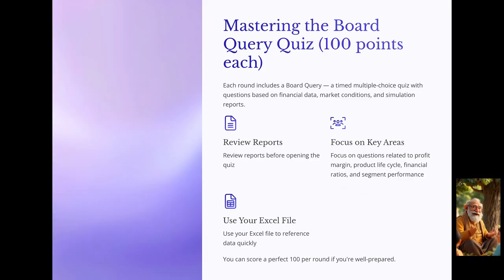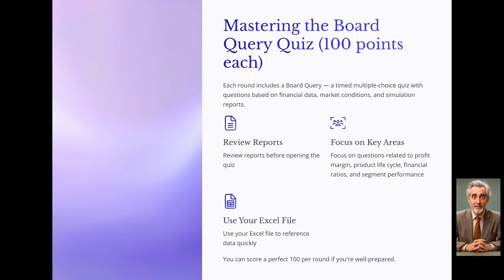Step 9. Mastering the board query quiz. 100 points each. Each round includes a board query, a timed multiple-choice quiz with questions based on financial data, market conditions, and simulation reports. To prepare, review reports before opening the quiz. Focus on questions related to profit margin, product life cycle, financial ratios, segment performance. Use your Excel file to reference data quickly. You can score a perfect 100 per round if you're well prepared.